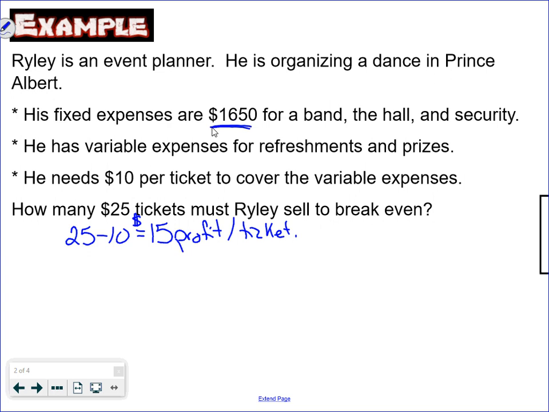So in order to figure out how many tickets he needs to sell, we need to take his expenses and divide by the $15 that he would make for each ticket. So when we do that, he will have to sell 110 tickets in order to break even.